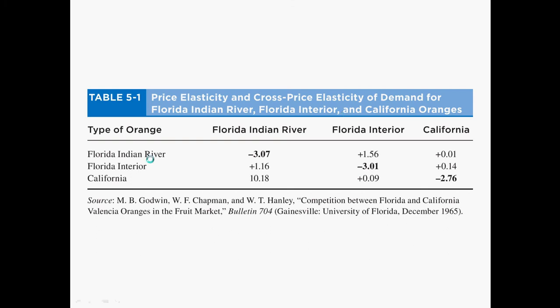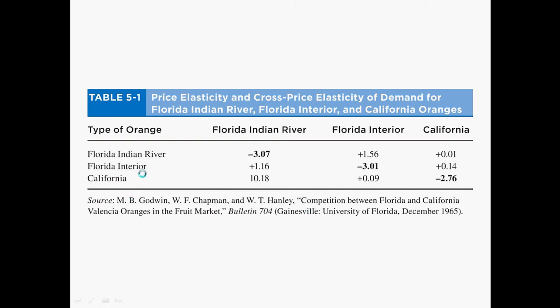So first of all, the price elasticity of demand for Florida Indian River oranges: if there's a change in price, there would typically be 3 times as large a percentage change in quantity demanded, and that's similar for the other two, I guess.